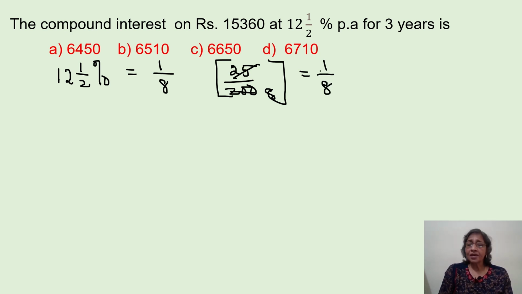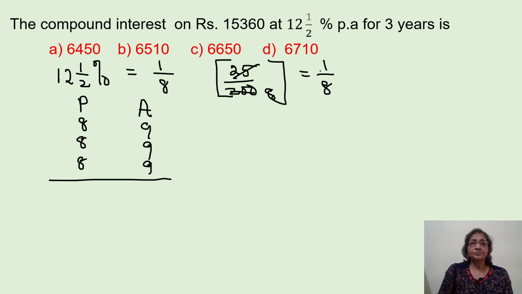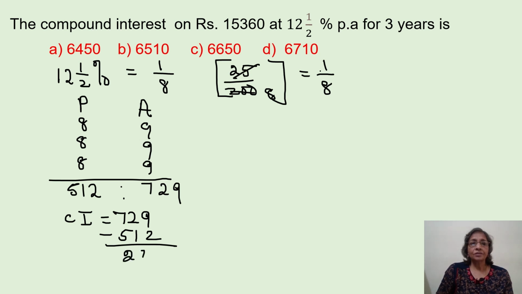Okay. Now here we are given 3 years. So the principal and the amount, 8, 9, 8, 9, 8, 9, 3 times. So this will become 512 and this will become 729. So how much is the compound interest here? 729 minus 512. That is 217.